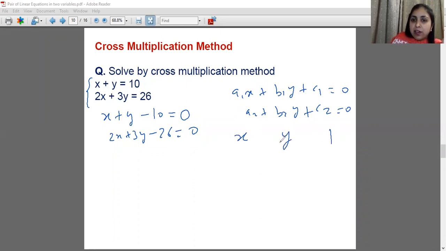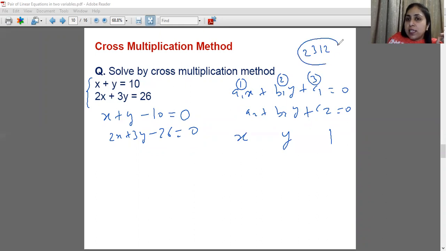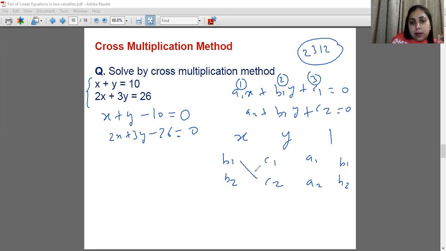Write x, y, 1 with some space. And here is the rule. Let us give this thing marking 1, 2, 3. And here is the rule: 2, 3, 1, 2. This rule follows here. 2 means write this line, B1, B2. 3 means write this line. 1 means write x coefficients, and again 2 means B1, B2. Now mark arrows in the forward direction only.